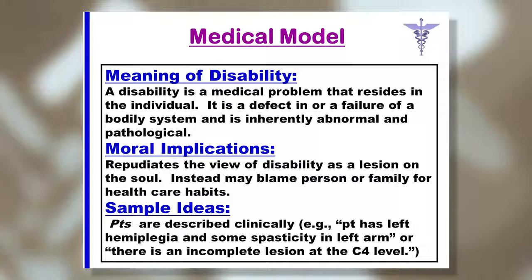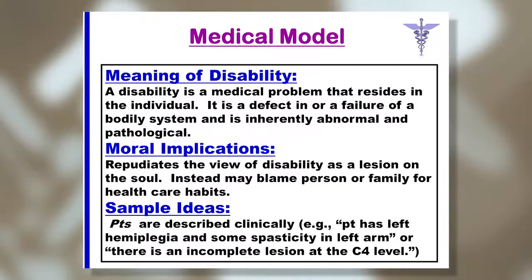Now, the medical model, which came about in the mid-1800s, the meaning of disability is shifted, and now it's a medical problem that resides within the individual. It's a defect in or a failure of a bodily system and is inherently abnormal or pathological. The moral implication is it's no longer a lesion on the soul, but now it's a bodily or systemic problem within the person. And you may hear blame for the person having the disability.